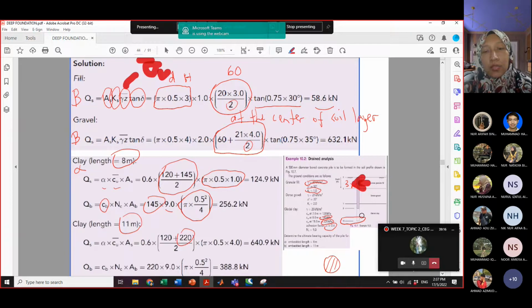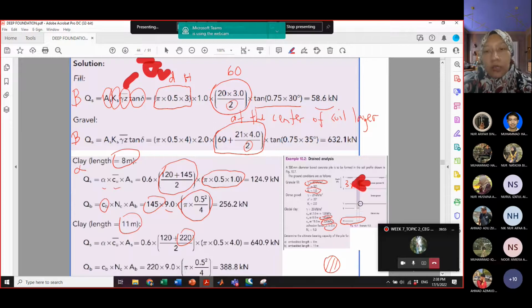So we want to estimate the ultimate bearing capacity of the pile down to the bottom at depths of 8 and 11 meters. So if you want to calculate, okay, this part, why don't we take the end bearing capacity from the sand formula, QB from sand? Because the bottom of our pile is in clay, it's not in sand. At the end of this pile, it is in the clay zone.